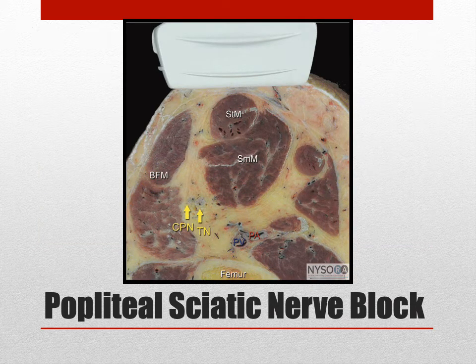Here is the cross-sectional anatomy of the sciatic nerve and the popliteal fossa. Notice that the sciatic nerve is superficial and lateral to the popliteal artery and vein. The sciatic nerve splits into the common peroneal nerve and the tibial nerve.